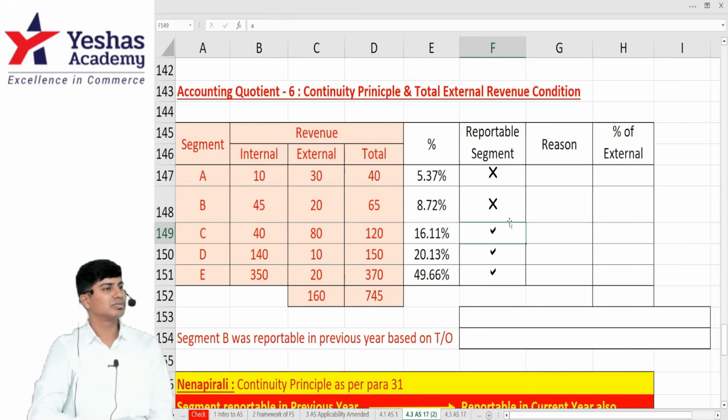Management discretion. 8.25, 59.26, 12.2. Reportable. Basis result and asset. Two conditions it has fulfilled.